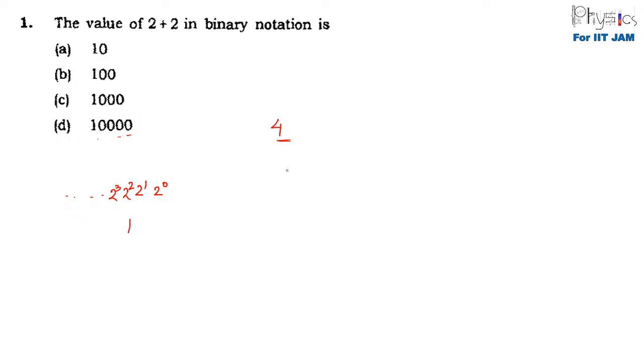Now nothing else, that is 0, 0, and all zeros are here. That is 100 in binary notation, right? That is option B is our correct answer. As you were right, option B is our correct answer. So let's go to the next problem, right guys?